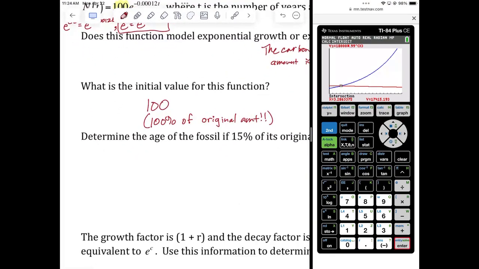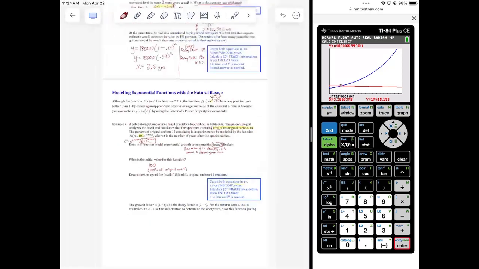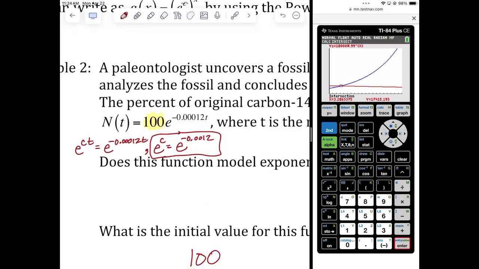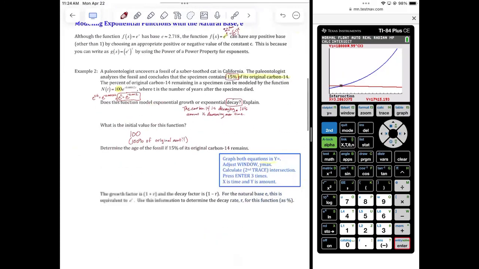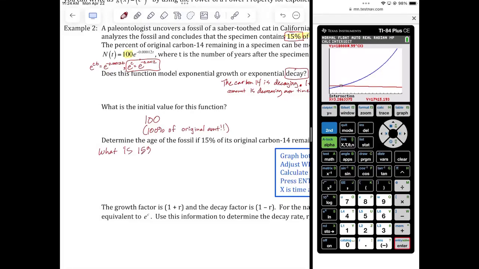All right. So here's what we need to do. Is 15% of its original carbon-14 equal to N or T or neither? Let's figure this out first. What is 15% of the initial amount, which is 100? What is 15% of 100? If it started originally with 100, we just answered that in the question above, and now there's 15% left. What's 15% of 100? Don't think too hard. It rhymes with 15 and starts with F. 15.